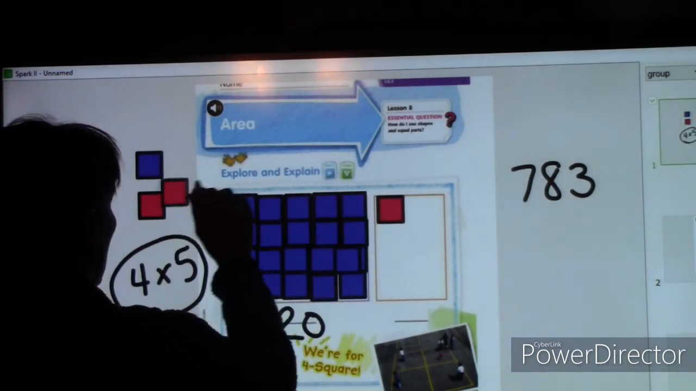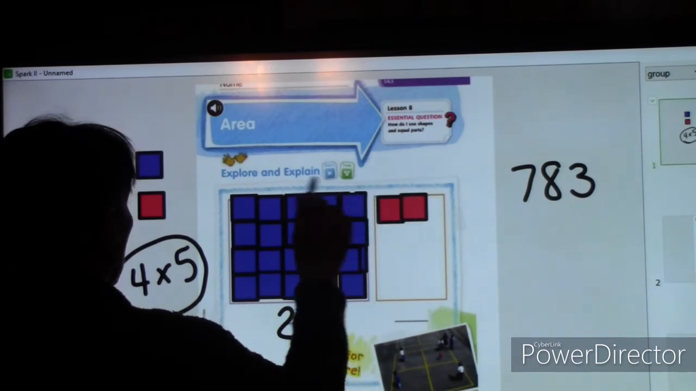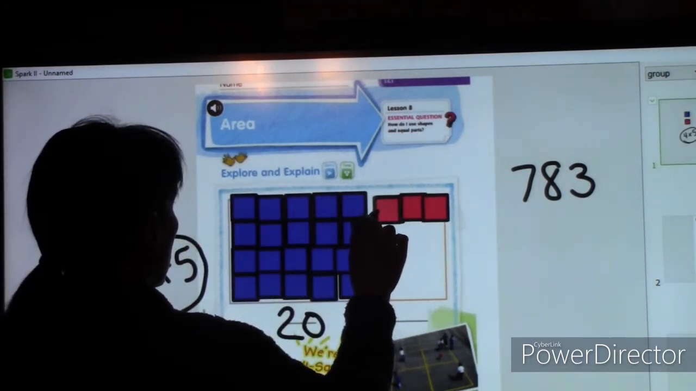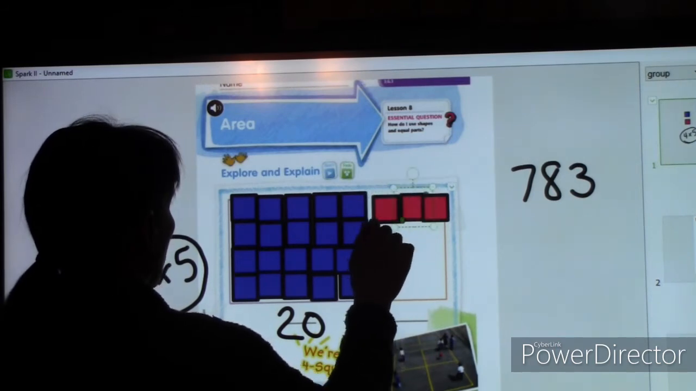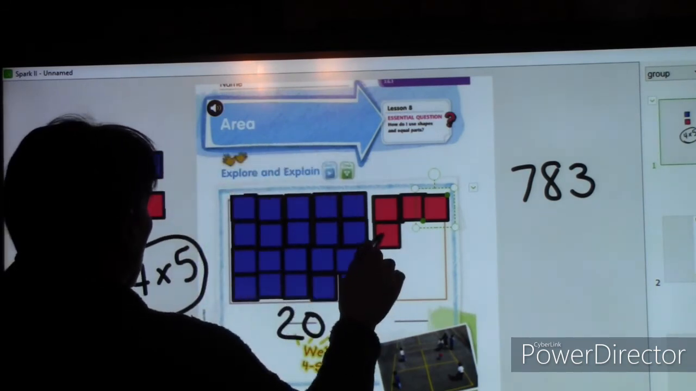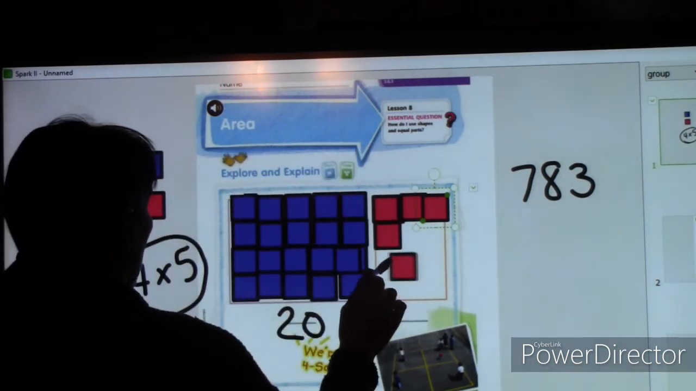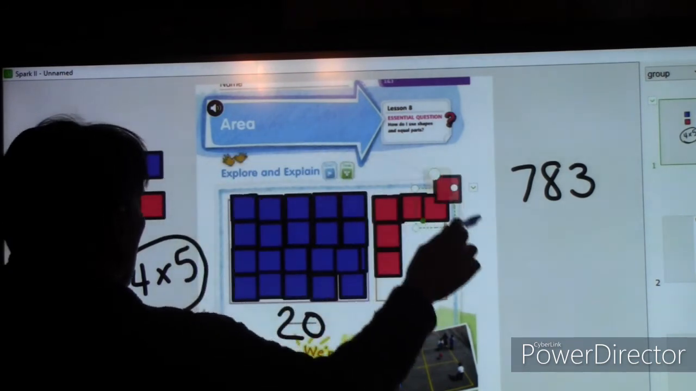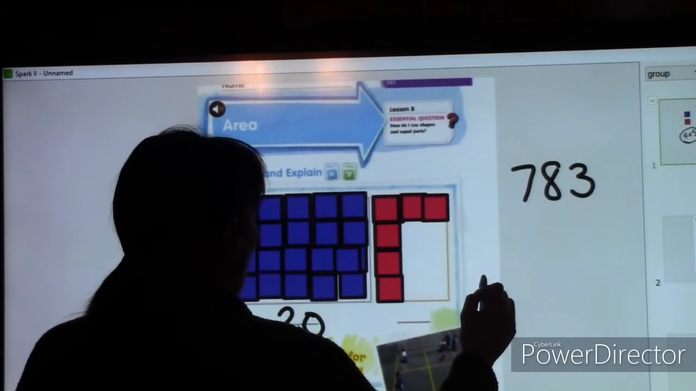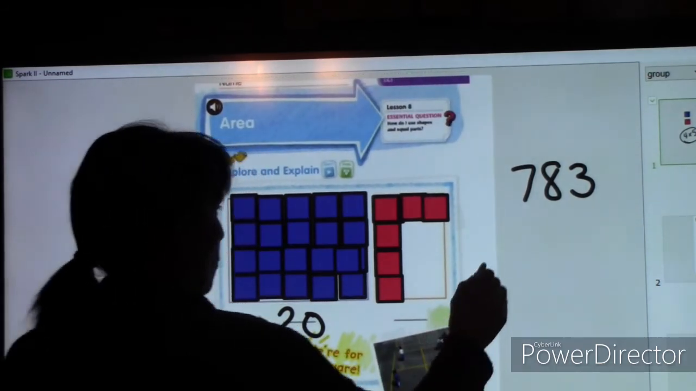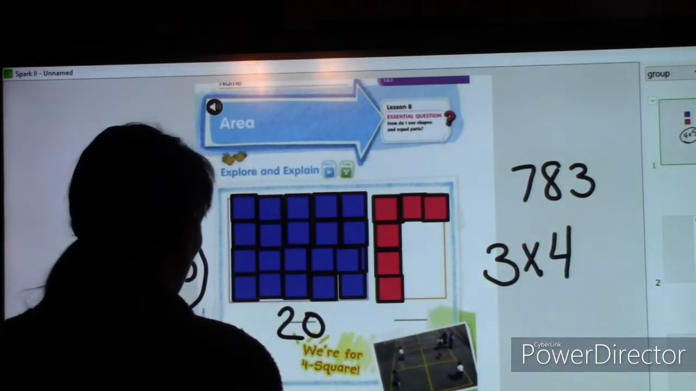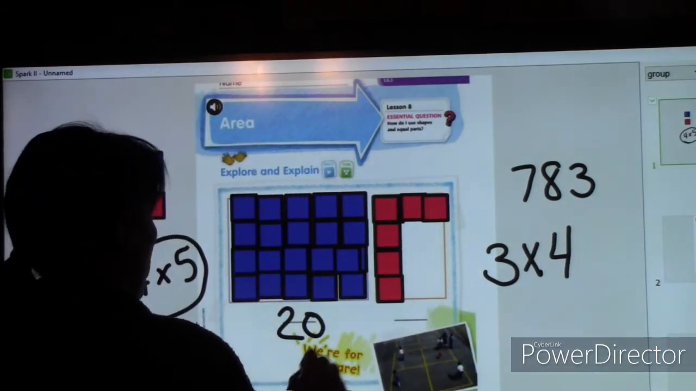1, 2, 3. So this rectangle fits 3 squares across, or 3 squares wide, and 1, 2, 3, 4 squares high. So, 3 squares wide by 4 squares high. That's 3 times 4 when you're in third grade.